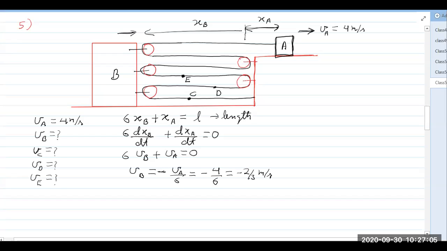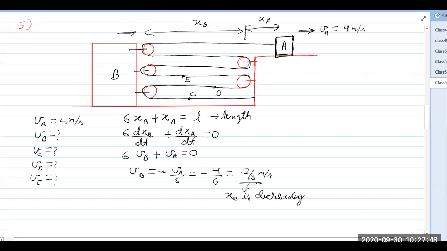First, we have got a negative value, so what does it mean? You can see that XA is increasing if this object is moving rightward with 4 meters per second. The VB we got is negative. It means the rate of change of XB is negative, so XB is decreasing. XB decreasing means B is moving rightward. Despite the negative sign, the velocity of B will be rightward, because XB is decreasing.